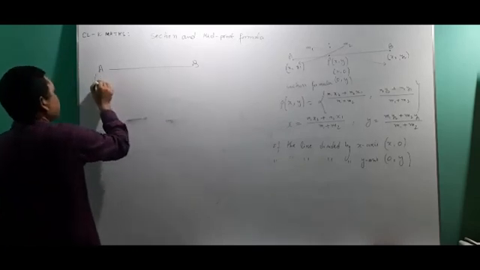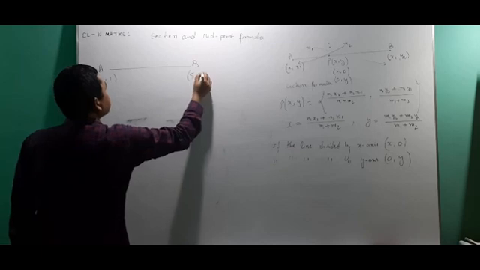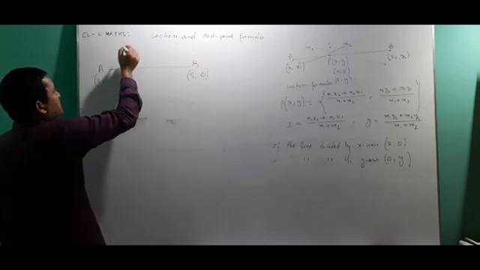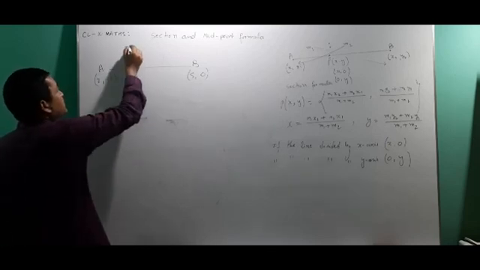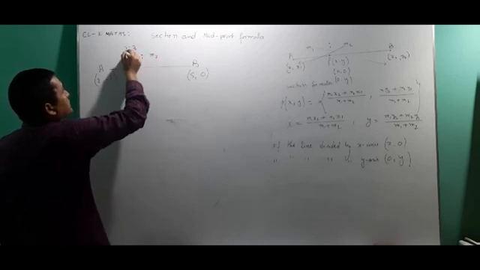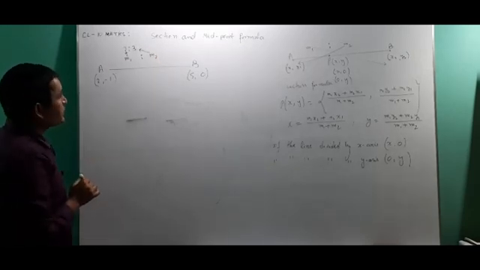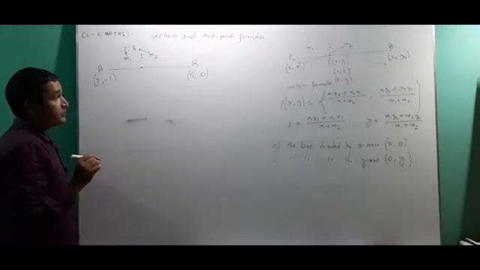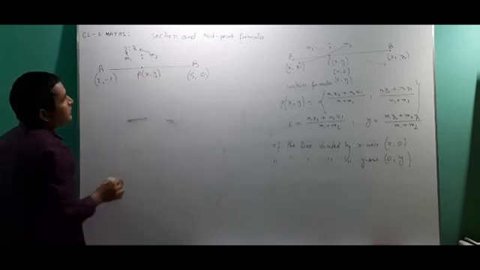Suppose the coordinate of A is (2, -1) and the coordinate of B is (5, 0). Then a ratio is given. Suppose the ratio in which the line is divided is 2:3. That means m1:m2 is 2:3, this is the value of m1 and this is the value of m2. Then the question asks to find the coordinate of the dividing point. If the dividing point is P and its coordinate is (x, y), how do we get the coordinate?